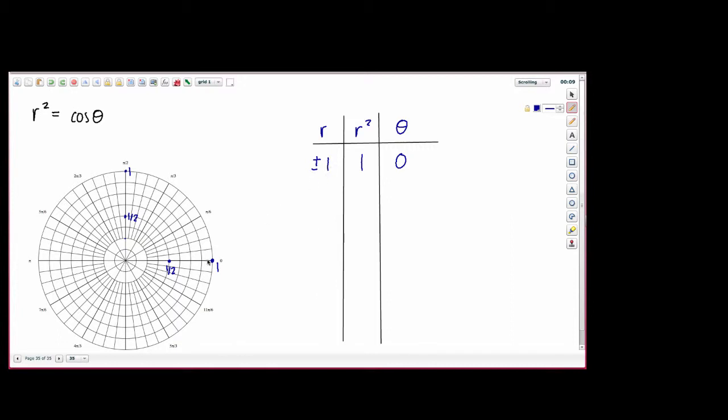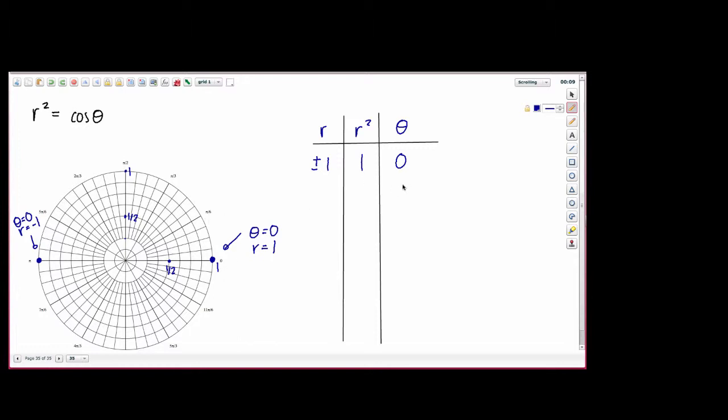So when theta is 0, we get r is 1, corresponding to this point on the positive x-axis. So theta is 0, r is 1. And we also get this point on the negative x-axis, corresponding again to theta is 0, r is negative 1. So remember that a negative flips to the other side.